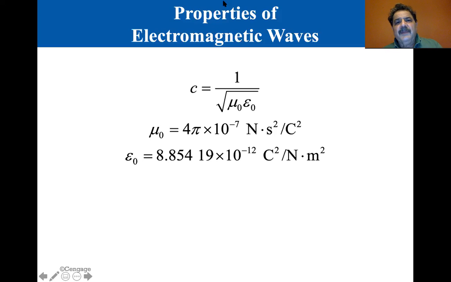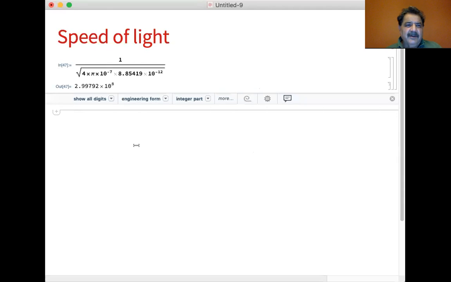And I don't know if you'll be able to see this, but I put it into my little Mathematica and called the speed of light 1 over the square root of both of these, and you get 2.99792 times 10 to the 8th.